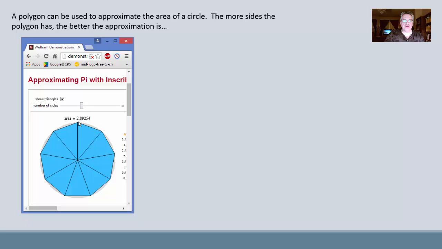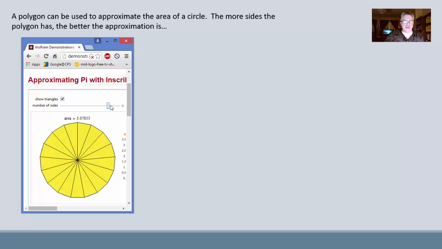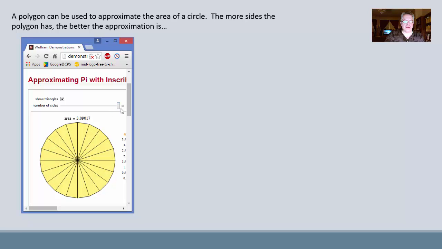Here, the circle has the area 3.14. This blue polygon has area 2.89, getting pretty close. There's only a little circle left there. But as we have more and more sides, the polygon really starts looking like a circle. It's not quite a circle. You can kind of see the straight little pieces here. But it's getting very, very close to the circle area.